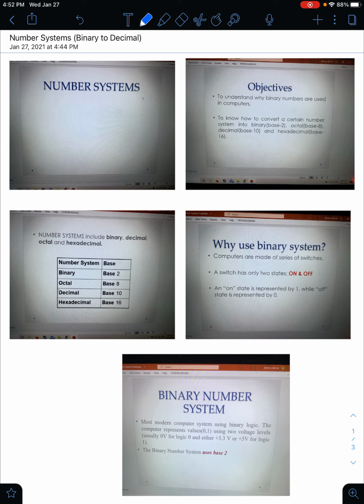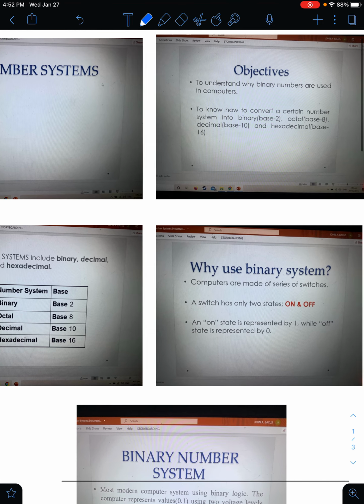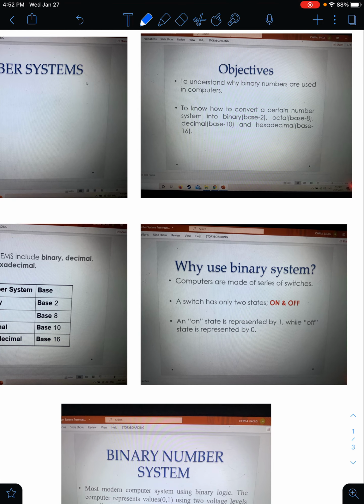Alright, good day everyone. So today we will be talking about number systems. Now, the objectives of this is to understand why binary numbers are used in computers, to know how to convert a certain number system into binary, which is base 2, octal, which is base 8, decimal, which is base 10, and hexadecimal, which is base 16.